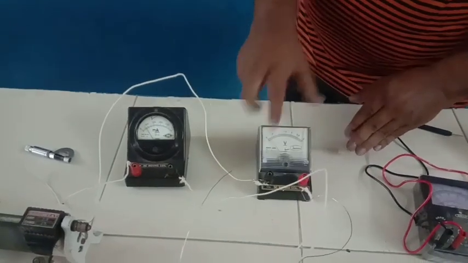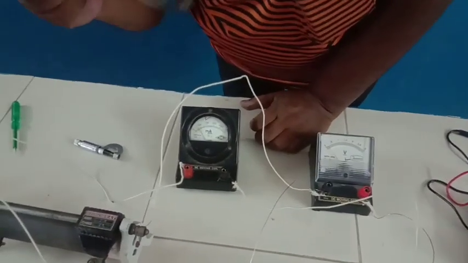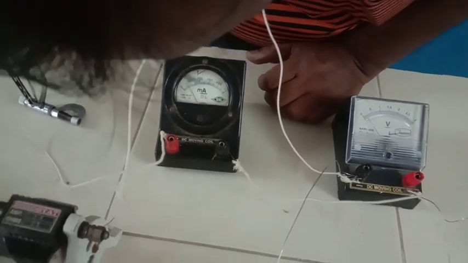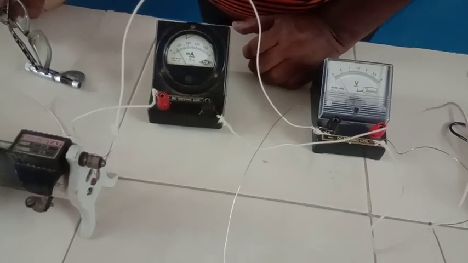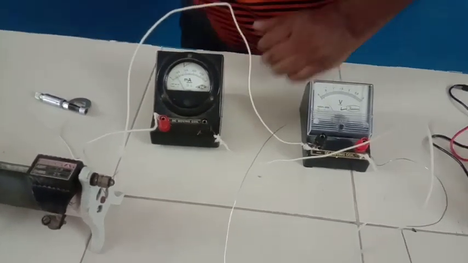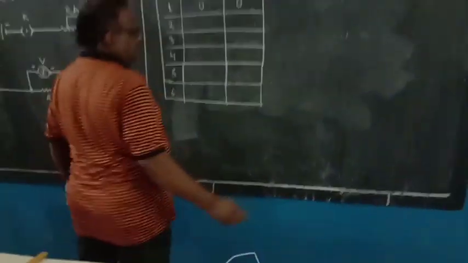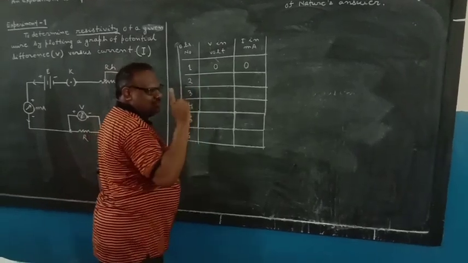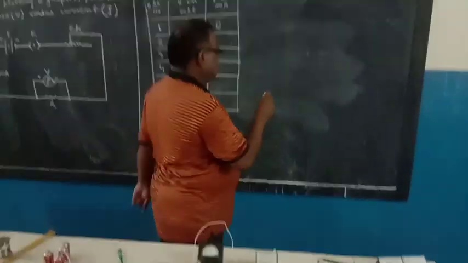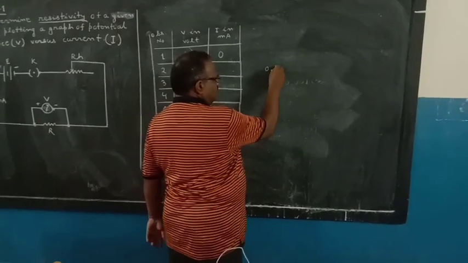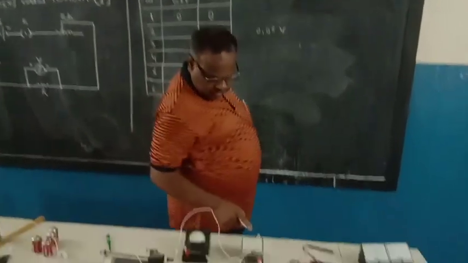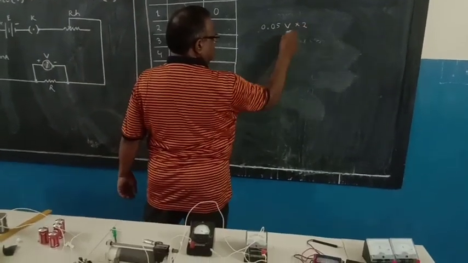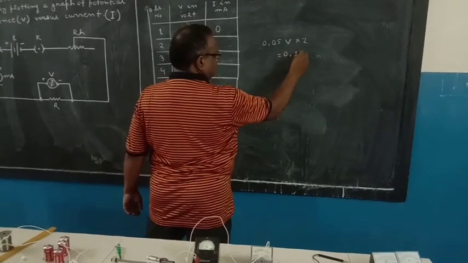Here in the voltmeter it is at the second line, and here in the ammeter it is at the 6th line, just after 6. So the voltmeter is at the second division. What is the least count? 0.05 volt, and it is in the second line, which means 2 divisions. So it is 0.1 volt.